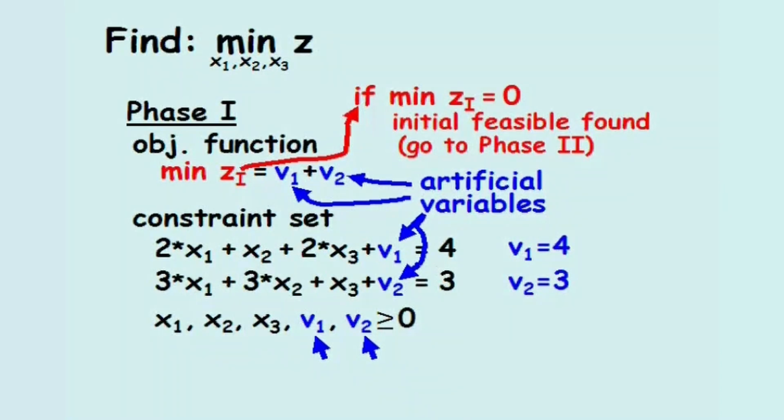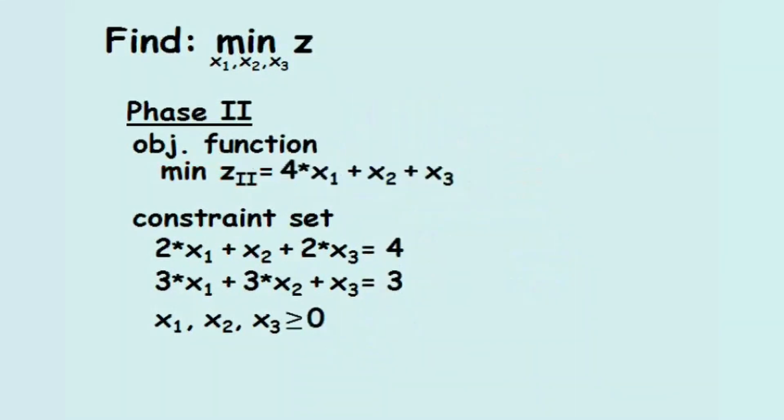Once the sum of the artificial variables equals 0, an initial feasible solution has been found, and the artificial variables can be removed from the constraint set. Then, we can move on to phase 2 and solve the original problem by the simplex algorithm using the initial feasible solution found in phase 1.